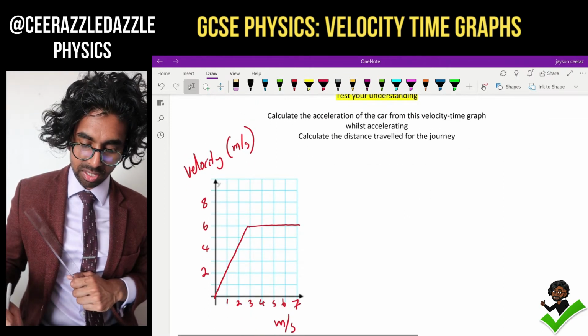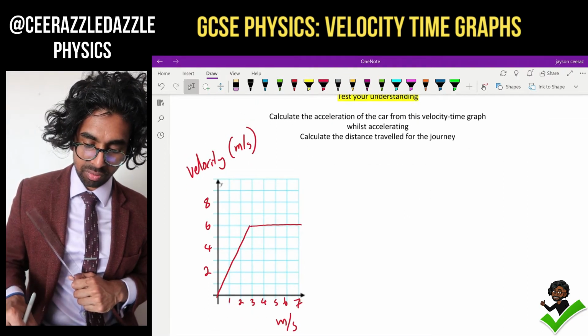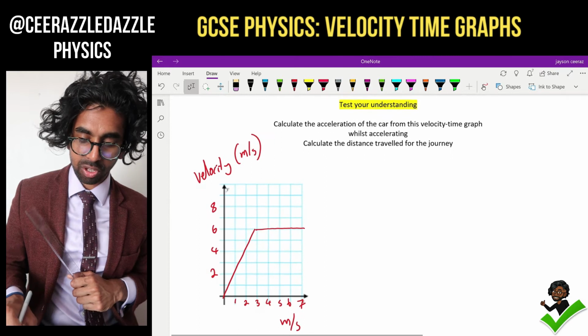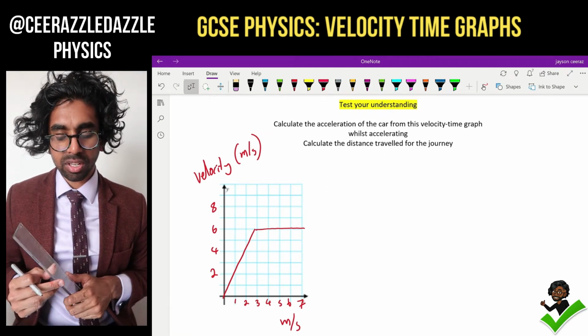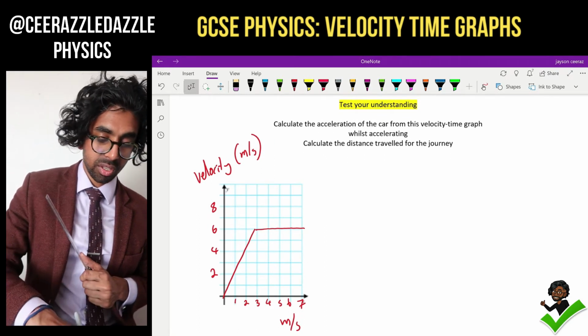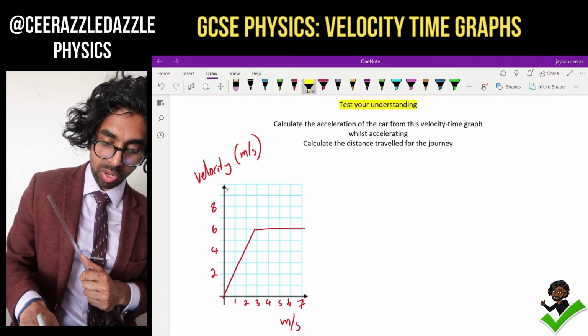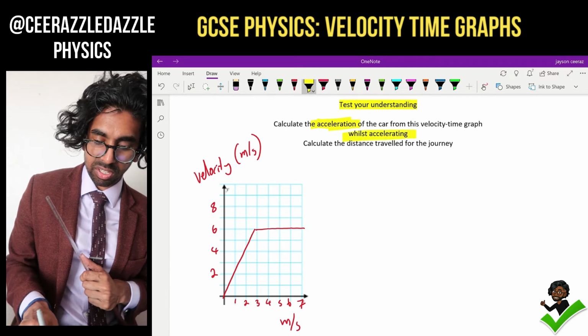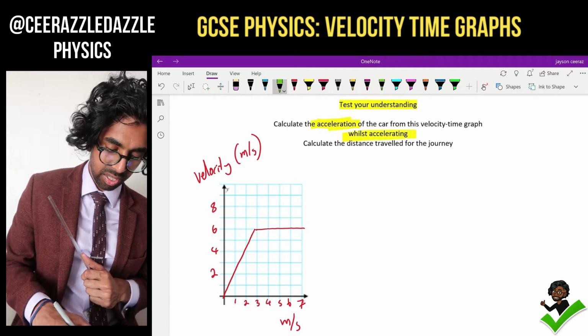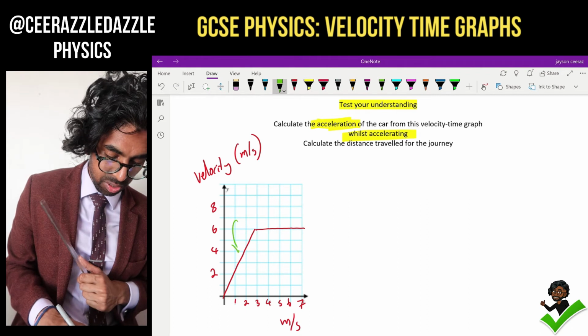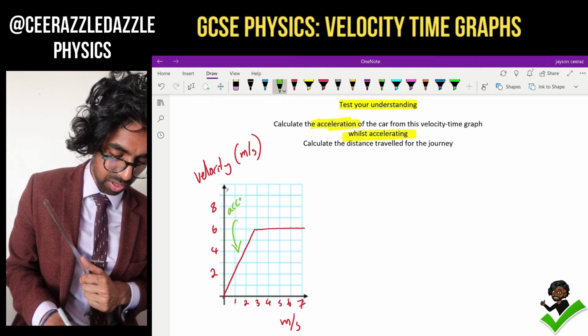Scrolling down, testing your understanding now. We're going to calculate the acceleration of the car from this velocity time graph and calculate the distance travelled for the journey. So right now we've got this graph here. The first task is to work out the acceleration when it is accelerating. So which part is it accelerating? Well, this part is going to be the accelerating part.